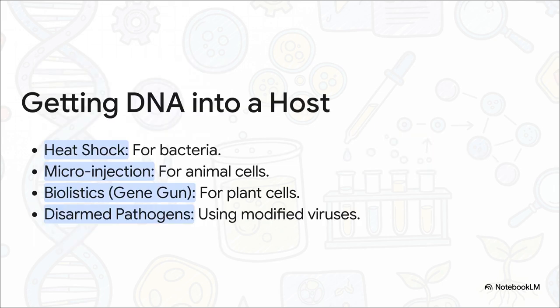Now comes a really tricky part. How do you get your new recombinant DNA into the host cell? The cell membrane is pretty selective about what it lets in, so scientists have come up with some clever workarounds. For bacteria, you can use something called heat shock to briefly make them porous. For an animal cell, you can use a tiny needle for microinjection, literally injecting the DNA right in. For tough plant cells, there's even a gene gun that fires tiny gold particles coated in DNA straight through the cell wall. And sometimes you can even use a disarmed virus as a delivery vehicle.